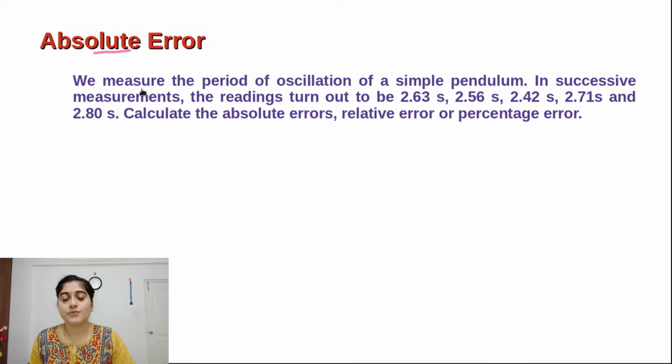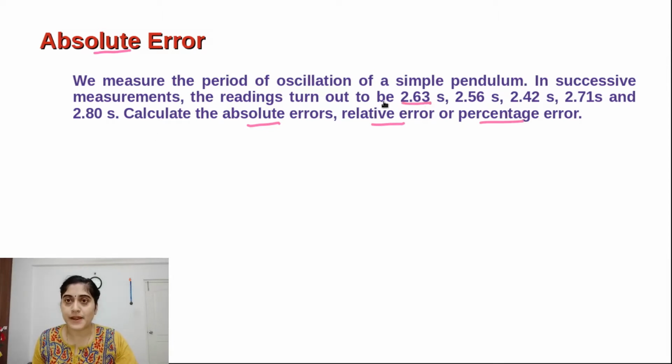So here one problem is given. We measure the period of oscillation of a simple pendulum. In successive measurements, the readings turn out to be 2.63 seconds, 2.56 seconds, 2.42 seconds, 2.71 seconds and 2.80 seconds. Now we have to calculate the absolute error, relative error and the percentage error.